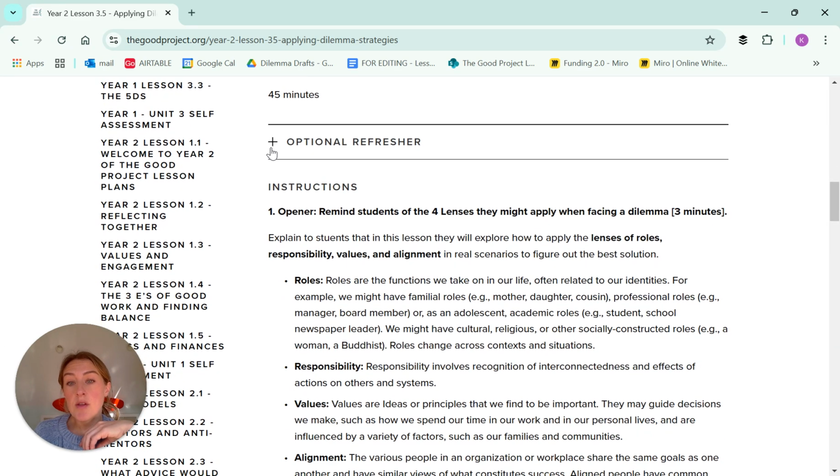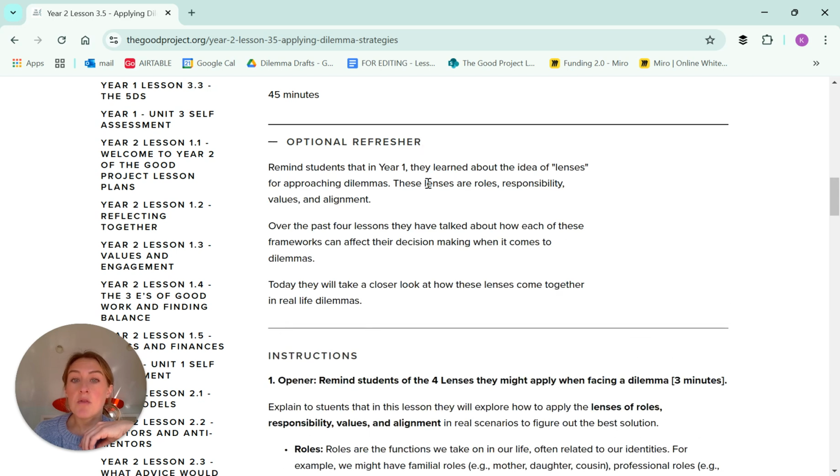If it's been a while since your last lesson, take a look at the optional refresher. You can remind students that in year 1 of the lesson plans, they learned about the idea of lenses for approaching different dilemmas: the roles, responsibility, values, and alignment and misalignment. Over the past 4 lessons, they've talked specifically about how each of these frameworks can affect decision making when it comes to dilemmas. And today, we'll take a closer look at how these lenses come together in real life dilemmas.